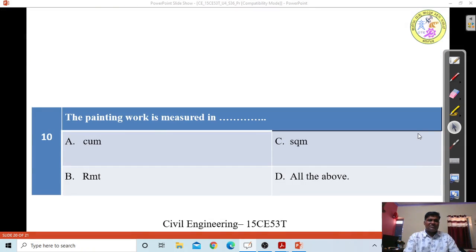The painting work is measured in A cubic meter, B running meter, C square meter, or D all of the above. The right answer is option C, square meter is the unit of measurement for the painting work.